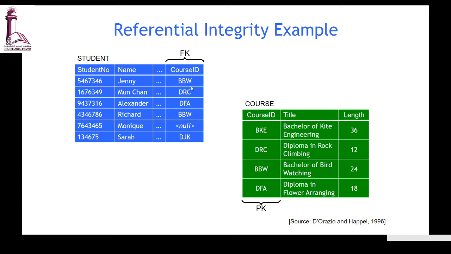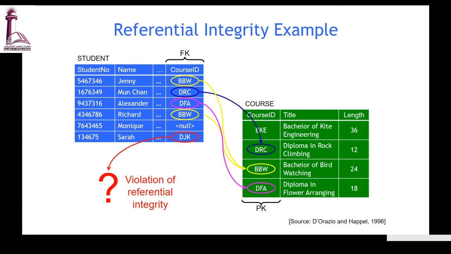So now you can see here, BBW is available in the primary key table. Similarly, DRC is also available and DFA is also available in the primary key table. And now if you see DJK, it is not available in this table. So this is called a violation of referential integrity.